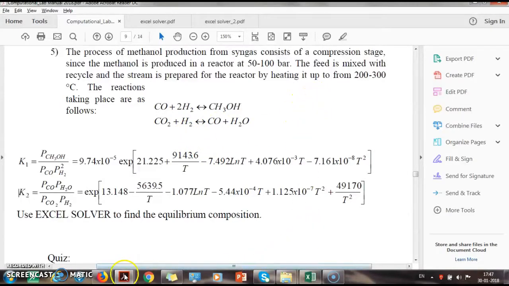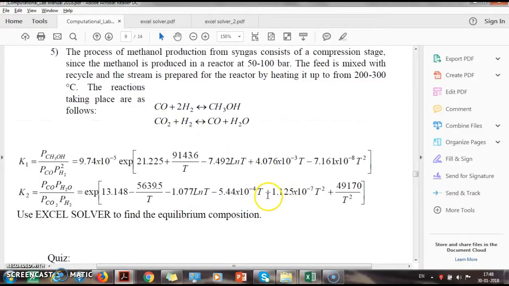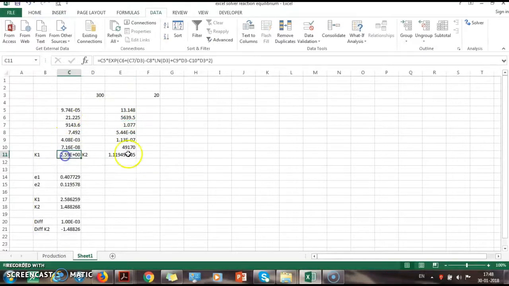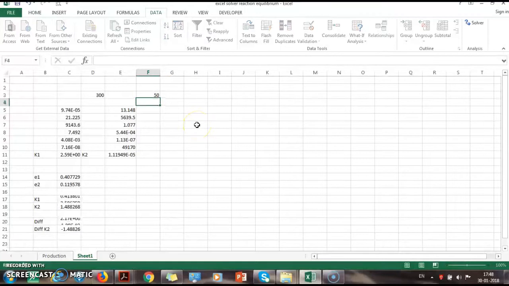Now I have already prepared the Excel sheet for that. These are all the constants. This constant needs to be 5639.5, so let us go with that. And I have calculated the values of K1 and K2 based on this relationship, for temperature equal to 300 and pressure given as 50 to 100 bars. Let's say we'll keep it as 50 or maybe 70, and we'll try to solve this later.